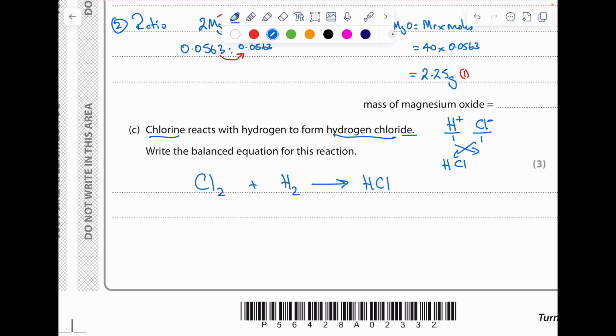I've got two Cl's here and two H's. I've only got one H and one Cl. So to balance this one, just put a big 2 in front and you have got a balanced equation. Marks wise, you're going to get 1 mark if you've got the Cl2 and H2, another mark for the HCl, and a third mark for completing the equation by balancing it.